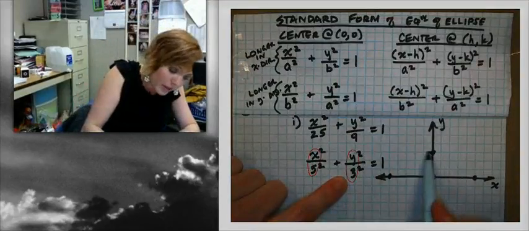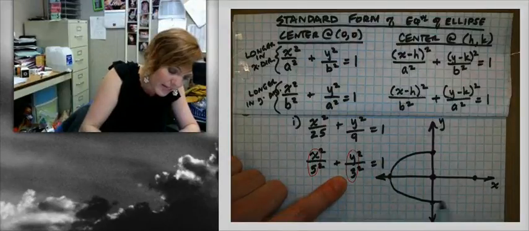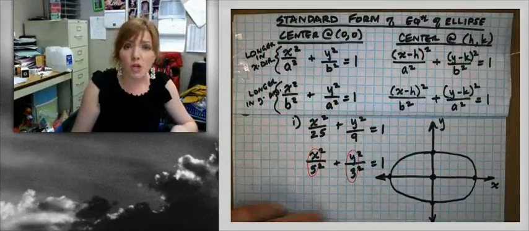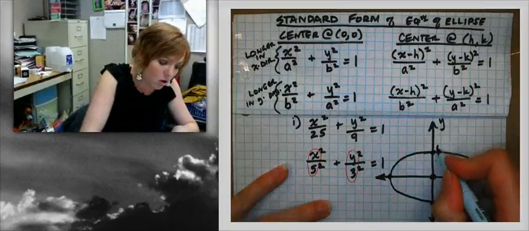Then under the y we have a 3, which means from the center we're going 3 up and 3 down, up and down because the y-axis is in the up and down or vertical direction. Okay, and then now all we do is connect those with the best oval or ellipse that we possibly can. The vertices. Vertices are all of these points that we just graphed.